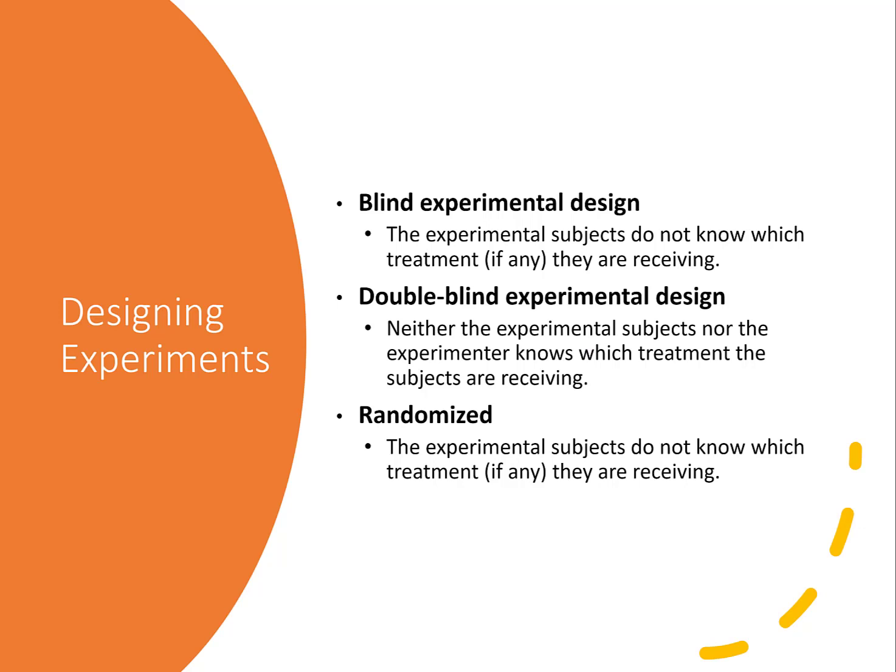So here are blind experiments, double blind experiments, and randomized. A blind experiment is where experimental subjects do not know, but the doctor does. A double blind means that neither the subject nor the doctor knows. So there are no wink wink nod nods and that sort of thing. Randomized, experimental subjects do not know which treatment, if any, they're receiving. And it's just totally random. And again, nobody knows. And it's by design.